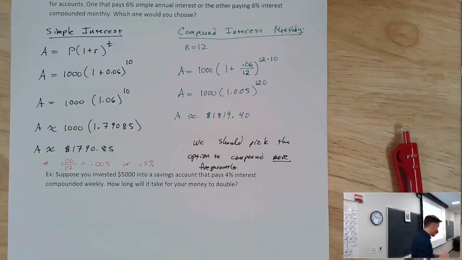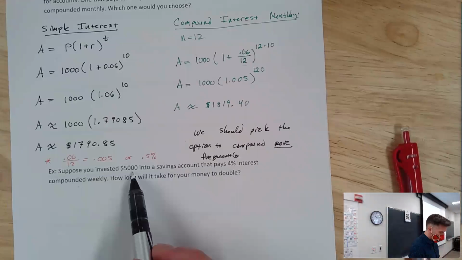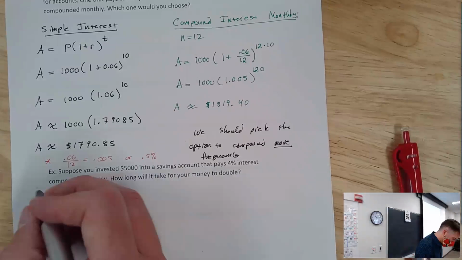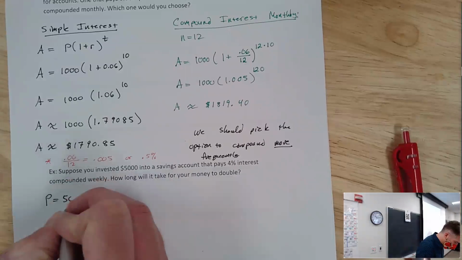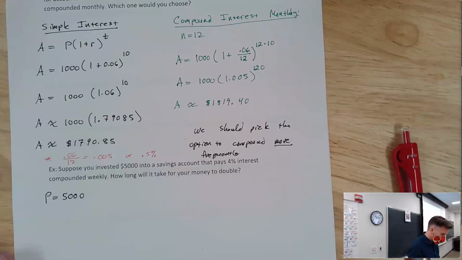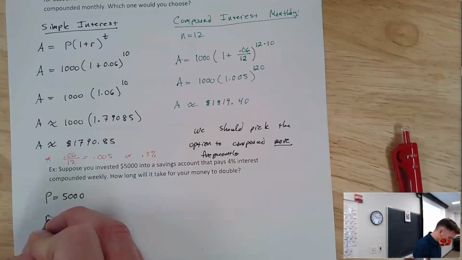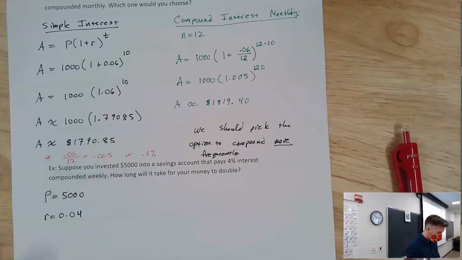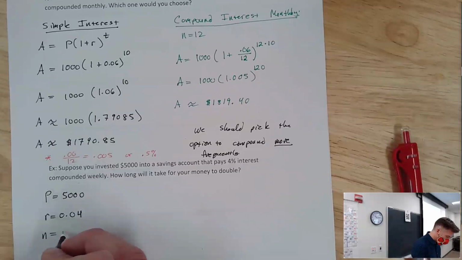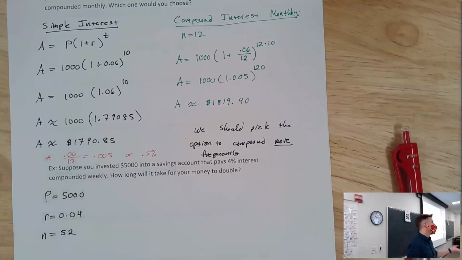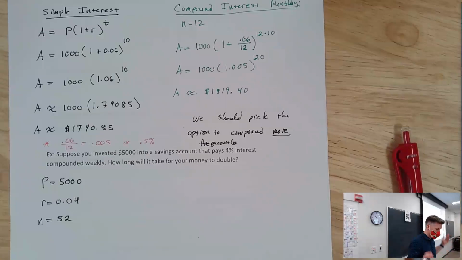So suppose you invested $5,000 into a savings account. So I already know my principal is $5,000 and it pays 4% interest. So my interest rate is 0.04. Compounded weekly, which means n equals how many? 52 weeks a year. Yeah, not exactly 52 weeks a year, but close enough for math.